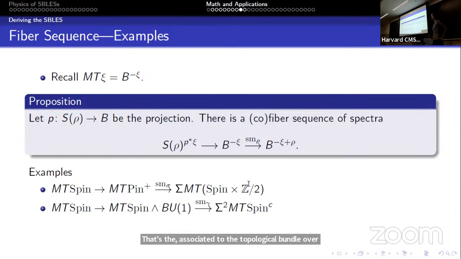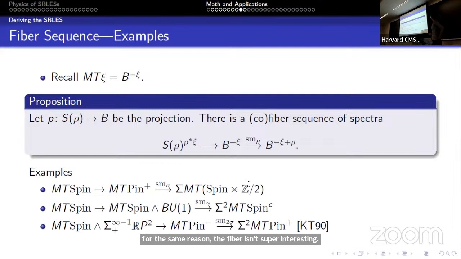But let me give an example where the fiber is maybe a little more interesting. So now let's start with pin minus. This corresponds to a system with fermions with an internal time reversal symmetry that squares to 1 instead of squaring to fermion parity, like here. If I take 2 copies of the sign representation, I now get something a little bit more interesting in the fiber. So I get some sort of desuspended or spectral version of real projective space. And this example will show up again at the end if I have time.